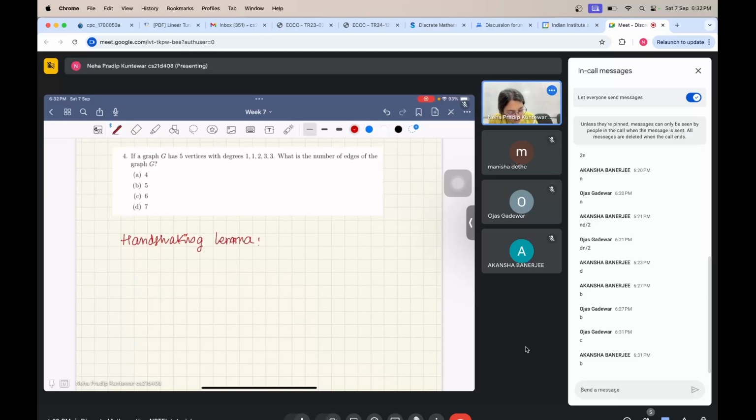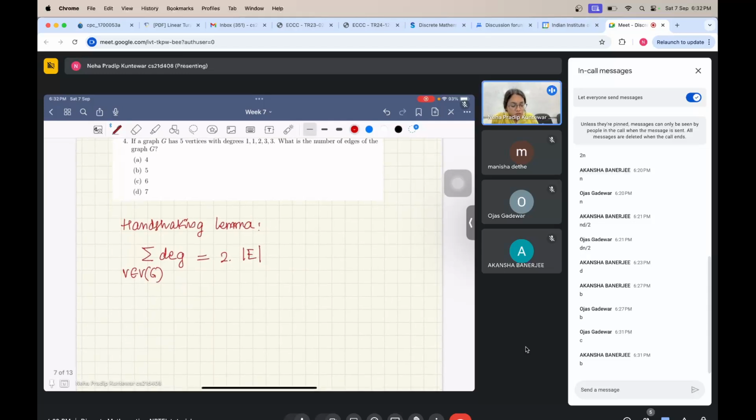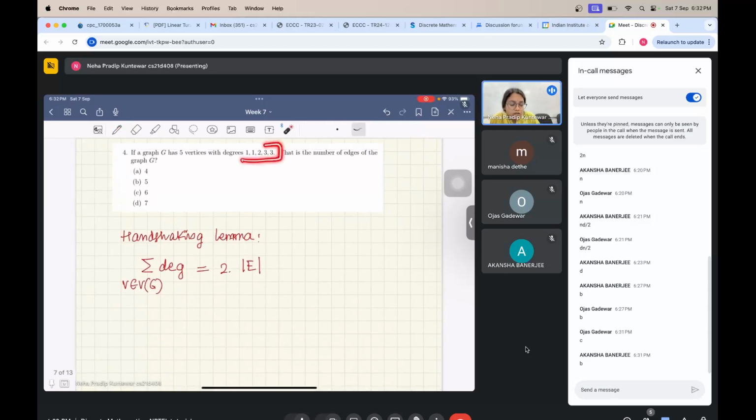It says that the sum of degrees of all the vertices is the same as 2 times the number of edges in the graph. So now you know all the degrees of all the vertices. Therefore, you essentially know the term on the LHS, and if you divide it by 2, that would give you the quantity that you're looking for.